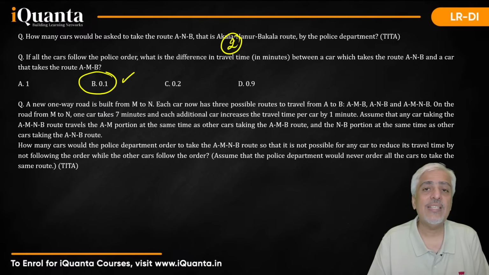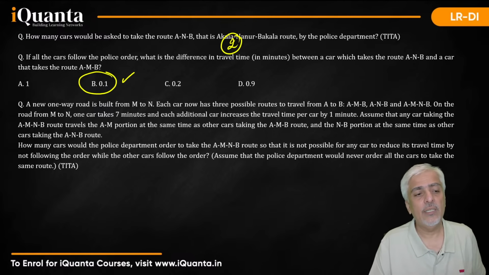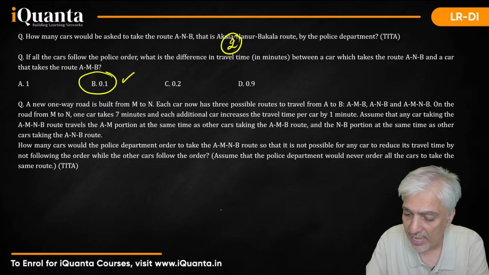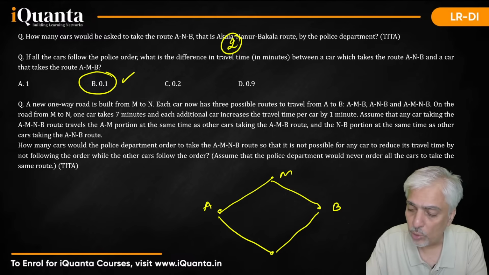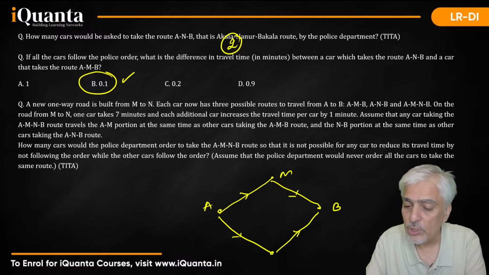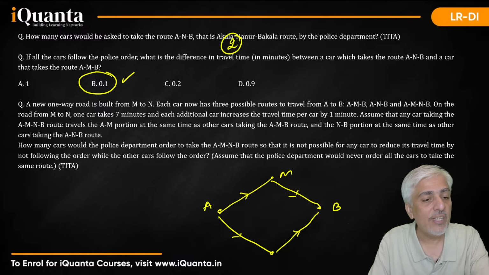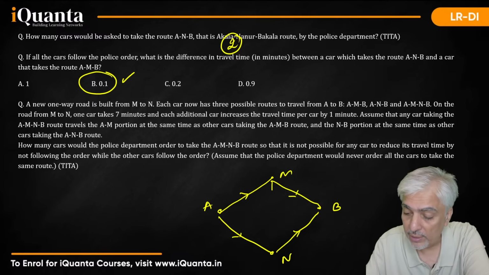Okay. Now let's read the second part of it. New data for the second part. A new one-way route is built from M to N. Each car now has three possible routes. So there was A to M, M to B, A to N, N to B. This was there originally. Now there's a new route. What? A new one-way route is built. It's only M to N. It is not going the other way around.